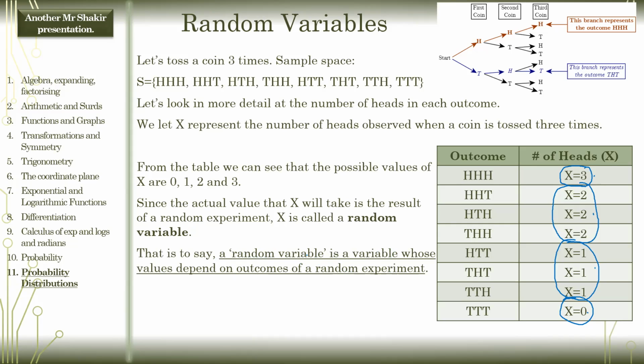Okay, a random variable, we said let X equal something or other. X is a random variable. The value of X depends on a chance experiment. What's the value of X? Well, it depends on the experiment. When we flip the coin 3 times, how many times did we get head? It depends on chance, it's probability. So a random variable is a variable whose values depend on outcomes of a random experiment.